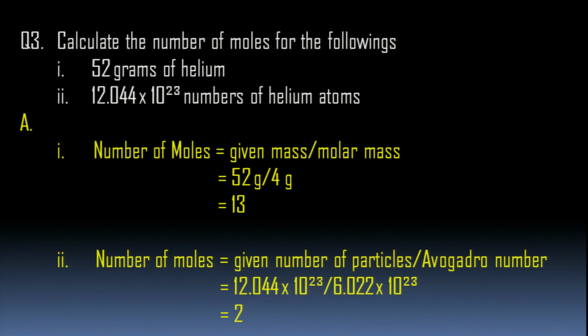52 grams of helium means it is 13 moles. Then, one more type. The other formula we are supposed to use. We are supposed to find moles of 12.044 into 10 to the power 23 number of helium atoms. Here particles are given. Number of moles is equal to given particles divided by Avogadro's number.